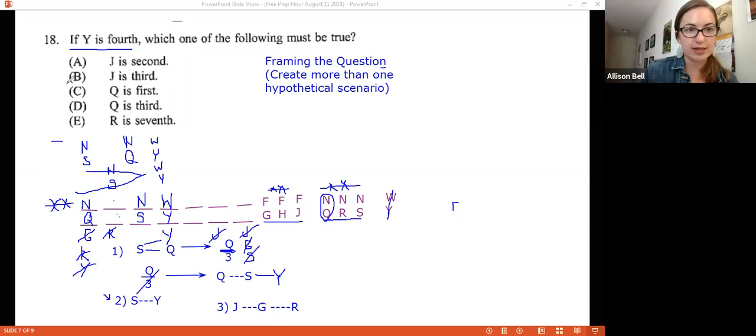First, I know that in neither of these scenarios, J is third, so I can cross that one off. I also know that Q seems to be able to go in both of these places. So it looks like I could probably cross off C or D. But what I want to do now is use these 2 frames to see if I can fill out the rest of the board. What would everything else have to be if I had those 2 letters in place?